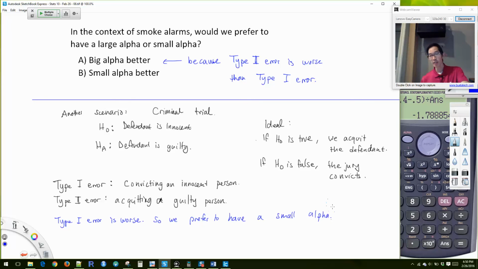They actually say this in trials. They don't say use a small alpha, but they do charge the jury that if you're going to convict, you want to be sure beyond a reasonable doubt. So they use the phrase beyond a reasonable doubt, so that juries don't convict based on a hunch or just a gut feeling.